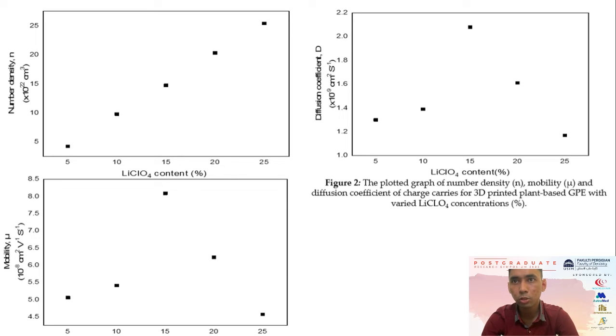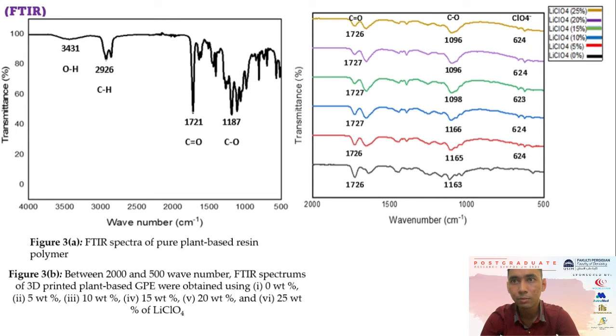The free ions gradually merge to create ion pairs. As a result, the values of charge carrier mobility and charge carrier diffusion coefficient in the GPE system decrease. Ionic conductivity decreased above 20% lithium perchlorate because of this.